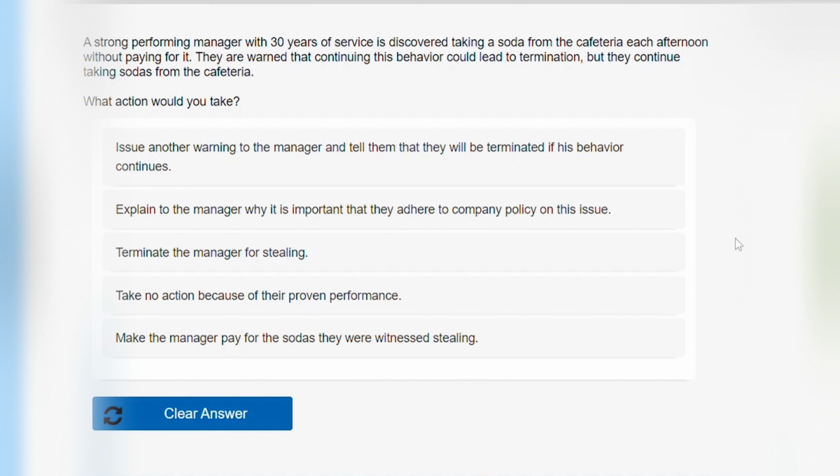Now in the second question, a strong performing manager with 30 years of service is discovered taking a soda from the cafeteria each afternoon without paying for it. They are warned that continuing this behavior could lead to termination, but they continue taking sodas from the cafeteria.